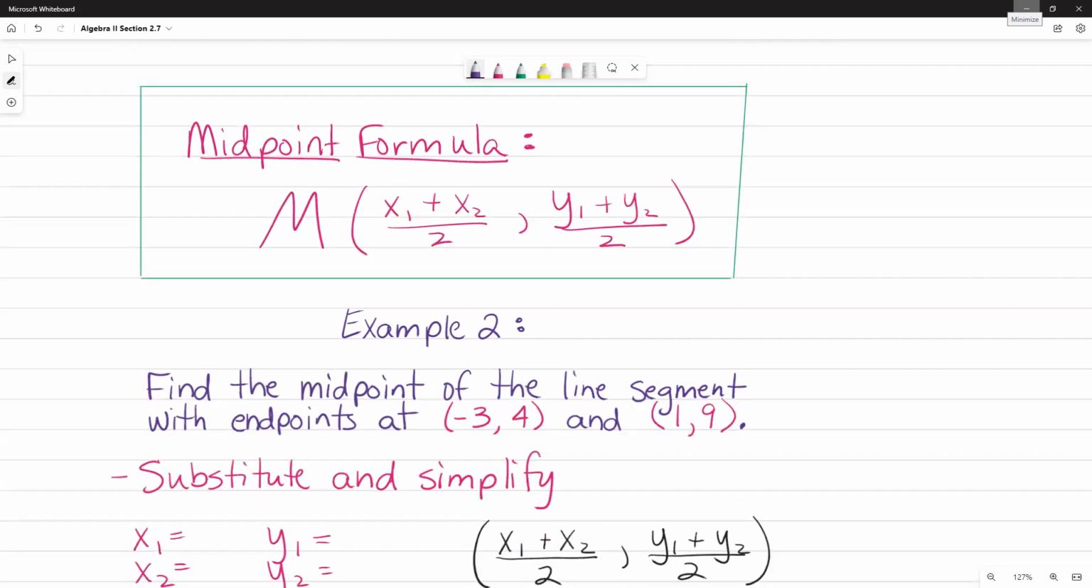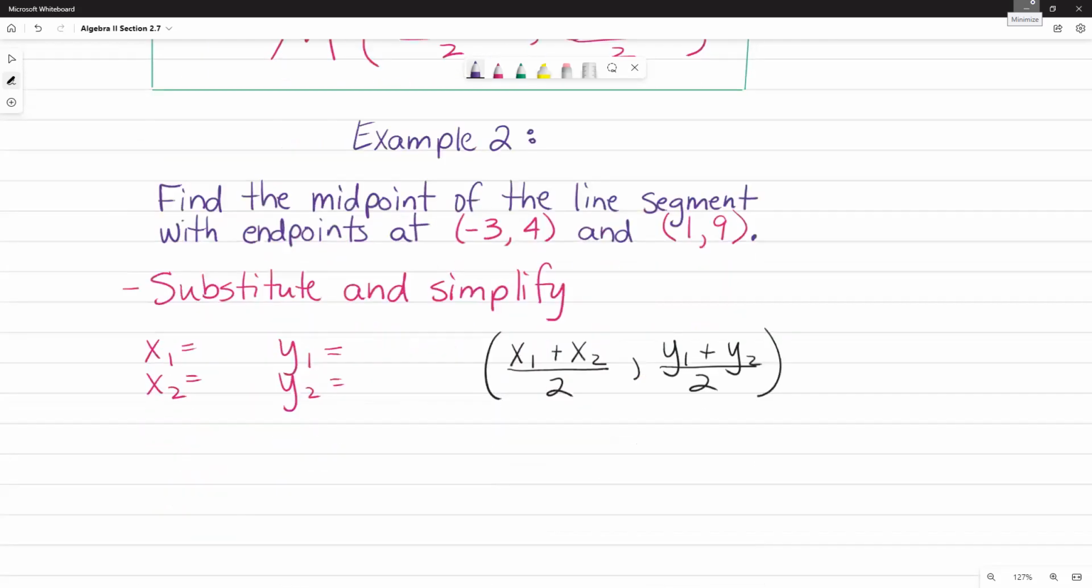Let's use the midpoint formula. Example 2, find the midpoint of the line segment with endpoints at (-3, 4) and (1, 9). So again, I've got the formula written here for the midpoint. It's just the average of your x's and the average of your y's as your x and y coordinates. Then you substitute. So x1 is -3, y1 is 4, x2 is 1, and y2 is 9.